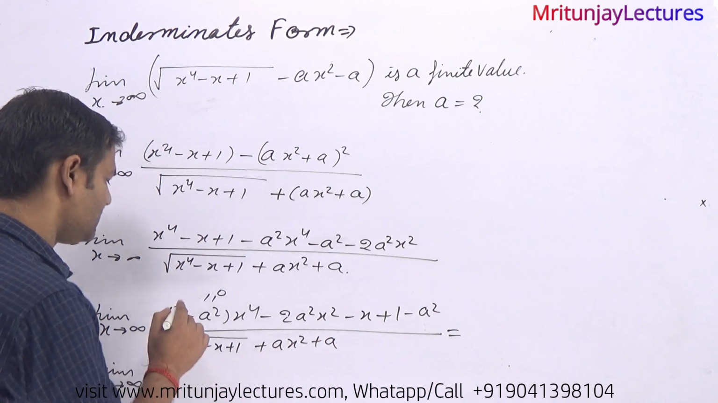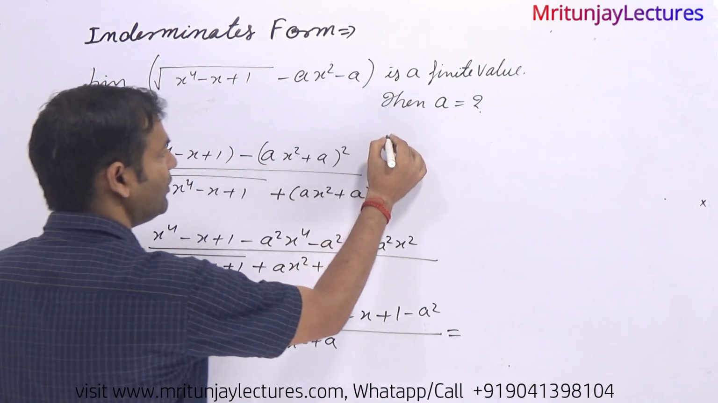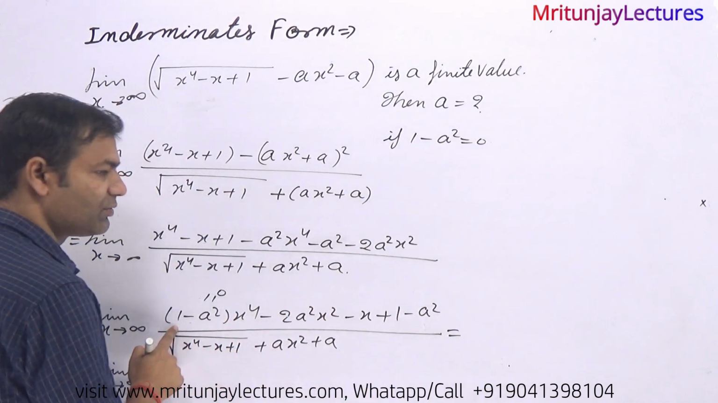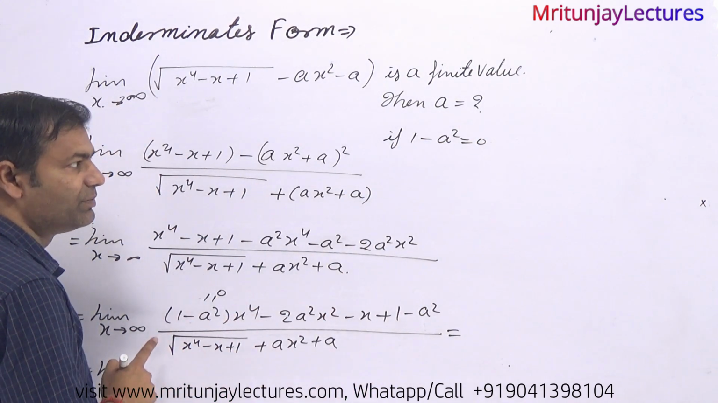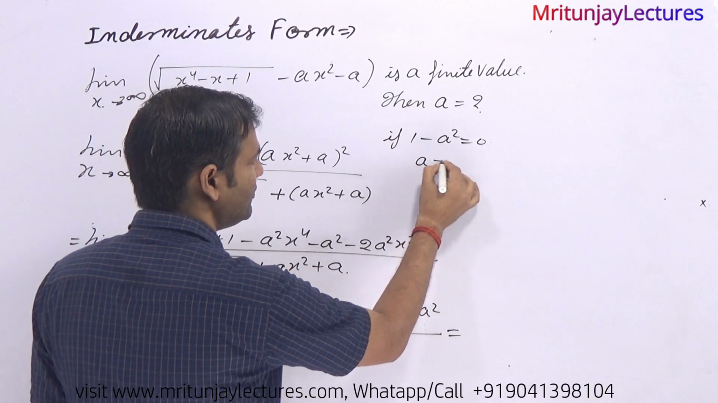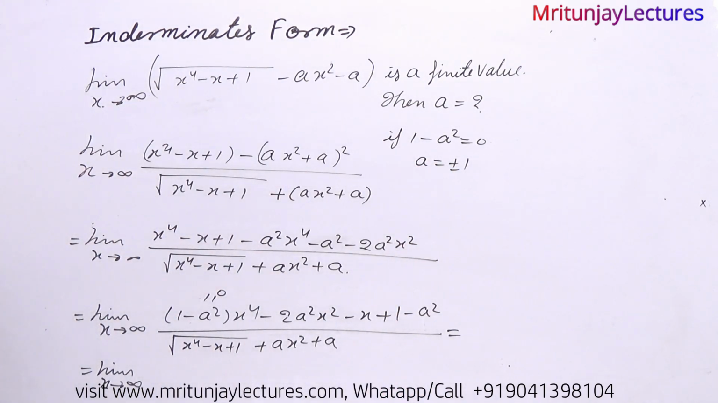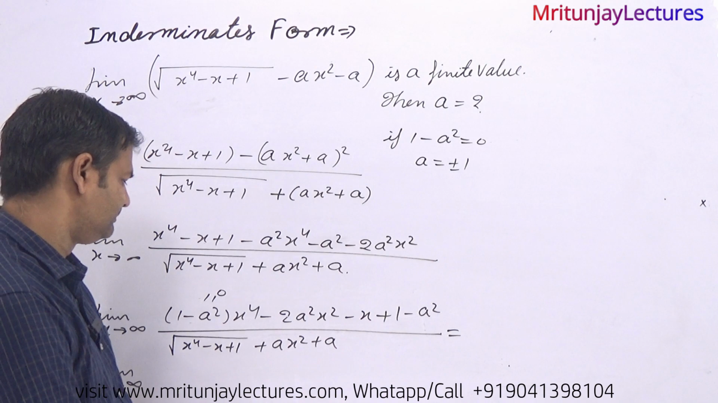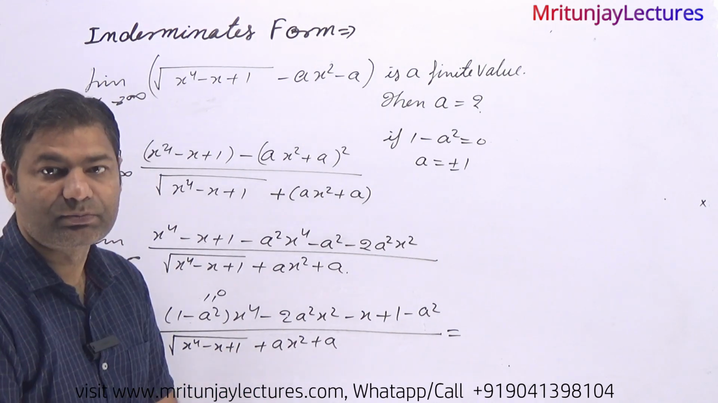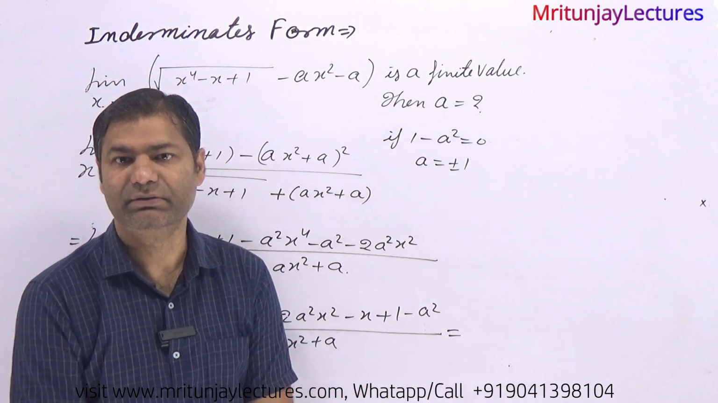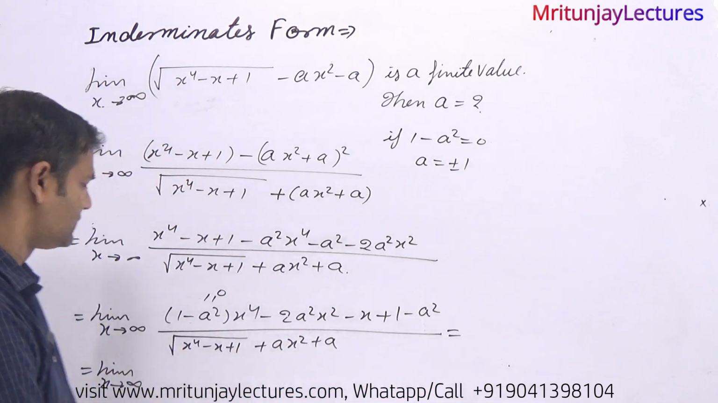It is only possible if 1 minus a square is equal to 0, meaning the x to power 4 coefficient is 0. Then a is plus minus 1. If a is equal to plus minus 1, then the x to power 4 coefficient is 0, and we get a finite value for that question. Clear? Now, clear or not?